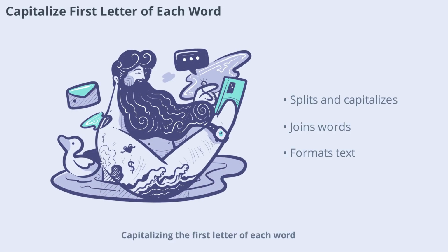Capitalizing the first letter of each word in a string is a common formatting task. The program splits the string, capitalizes each word, and joins them back together. This is useful for improving the readability of text data.